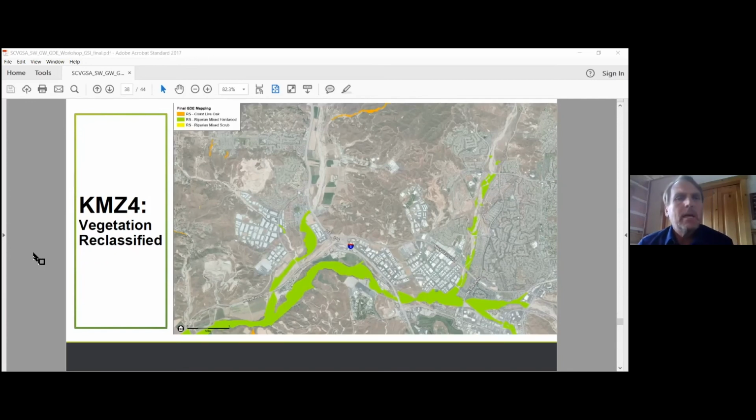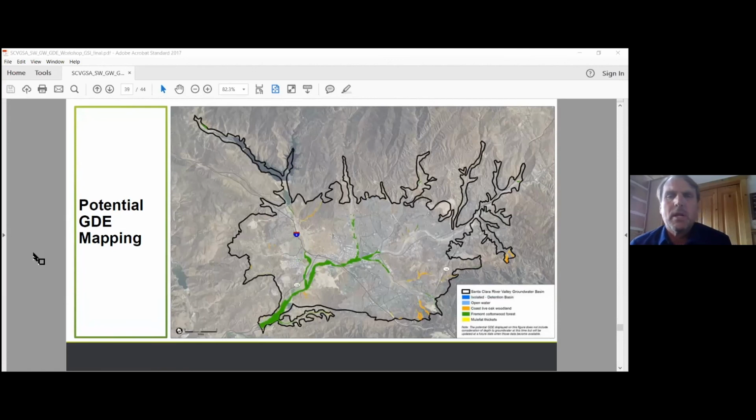Next slide is KMZ4, which is basically the same map, but condensed into the manual classification that CDFW generally requires. Okay, so next slide then shows the whole watershed in one slide. And you can see that it's hard to see definition on this scale. So that's why I showed the last 4 slides close in to the I-5. But I would like to show you how it works.